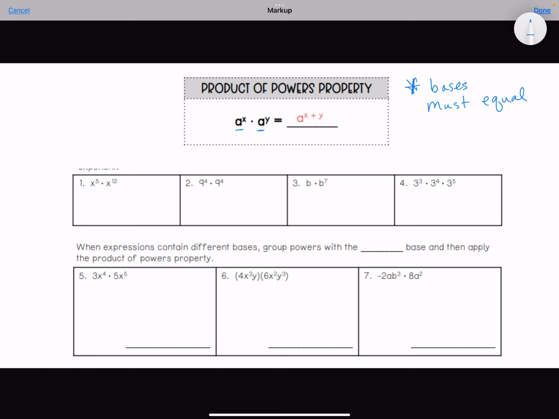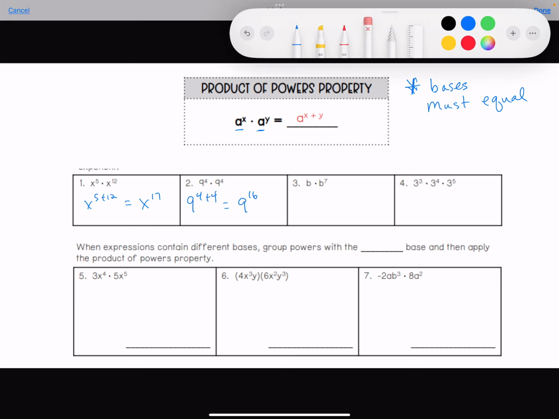So number 1, x to the 5th times x to the 12th is x to the 5 plus 12 equals x to the 17th. And on this one, I'm not going to make you write it in simplified form, which means I'm not going to make you do the multiplication on the ones with the numeric. So I have 9 to the 4th times 9 to the 4th. My bases are the same, so I add my exponents. 9 to the 8th.